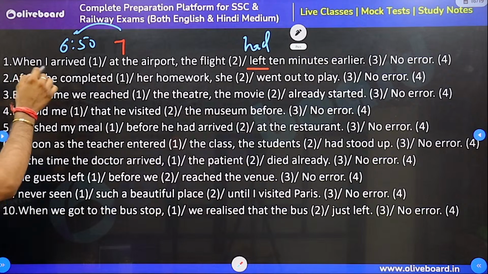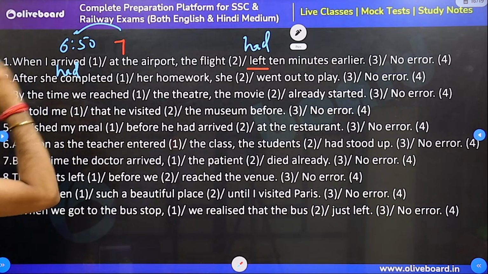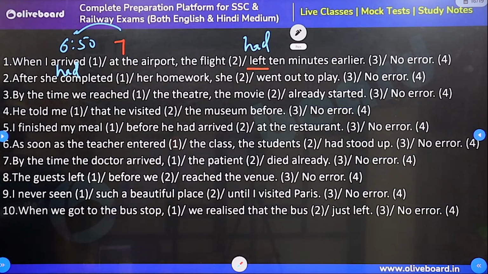Exactly. After she had completed, first of all she needs to complete the homework, then she can go out and play. So after she had completed, she went out to play.